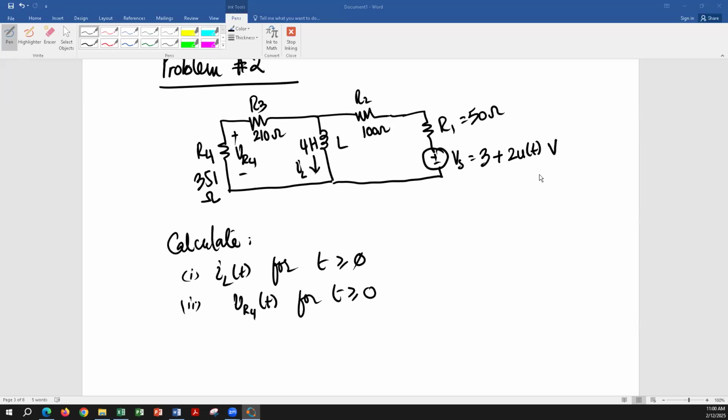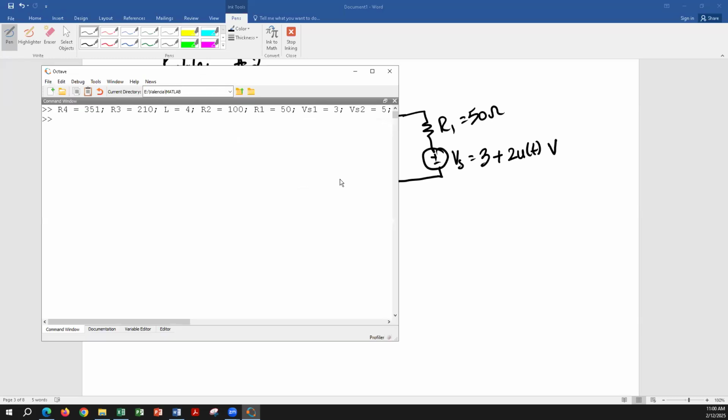To know how to write, first you need to know what the source is doing. If you don't know how the source is behaving, what are you going to write? What I wrote, simply, I divided into two parts: Vs1 is 3 and Vs2 is 5. So before time t is equal to 0, I'm just going to use my Vs1 variable. And after time t is equal to 0, I'm going to use my Vs2 variable. That's how I did it.